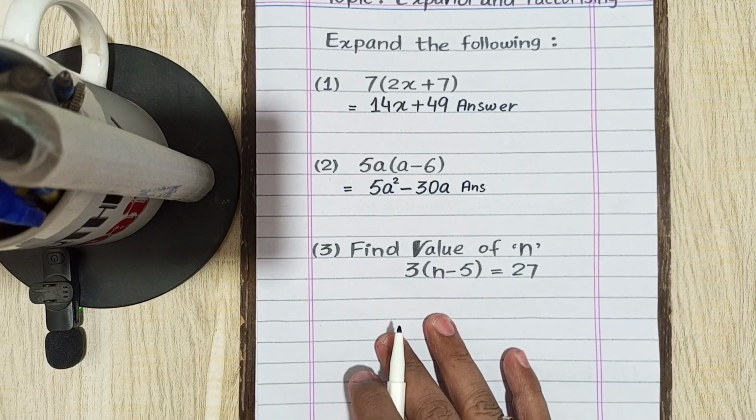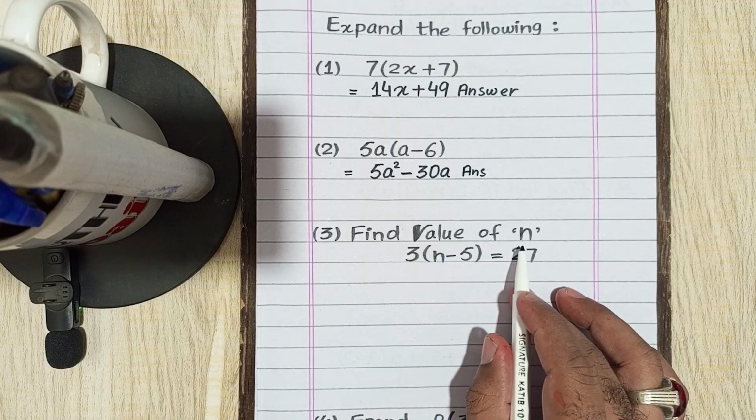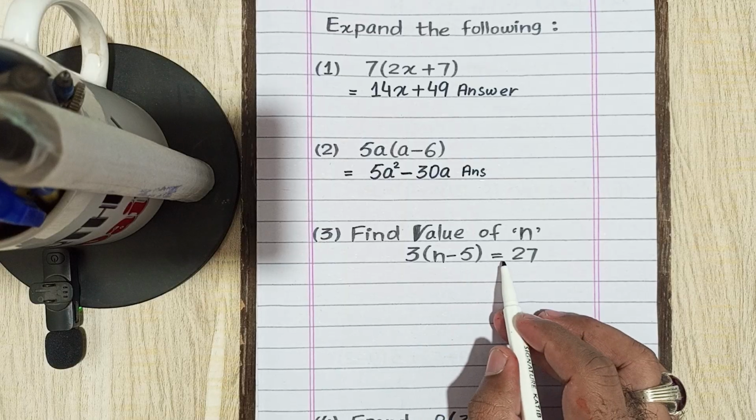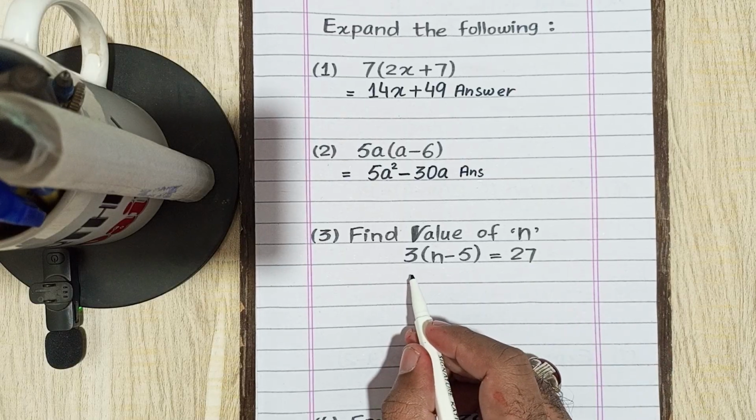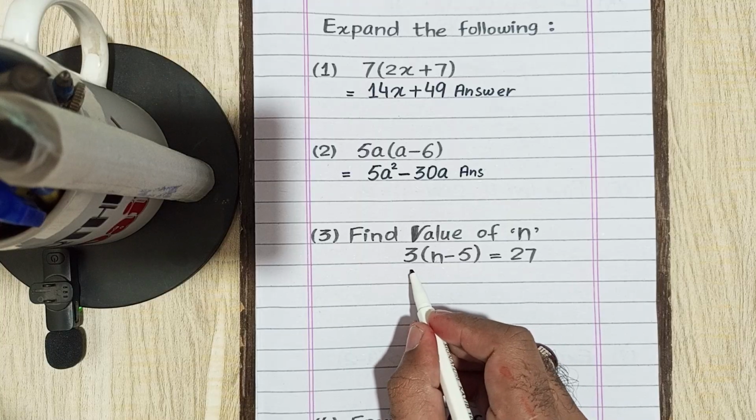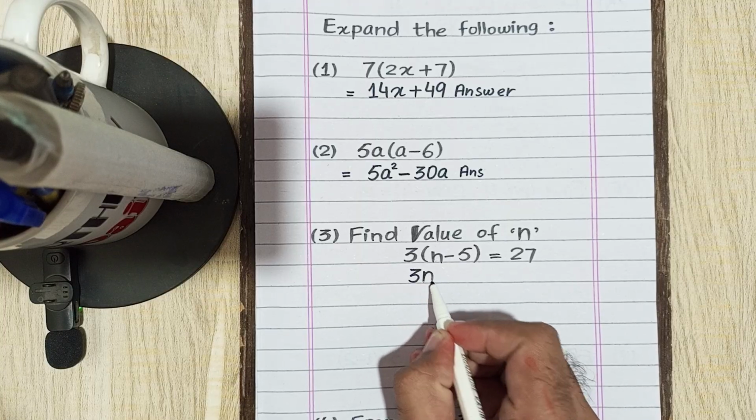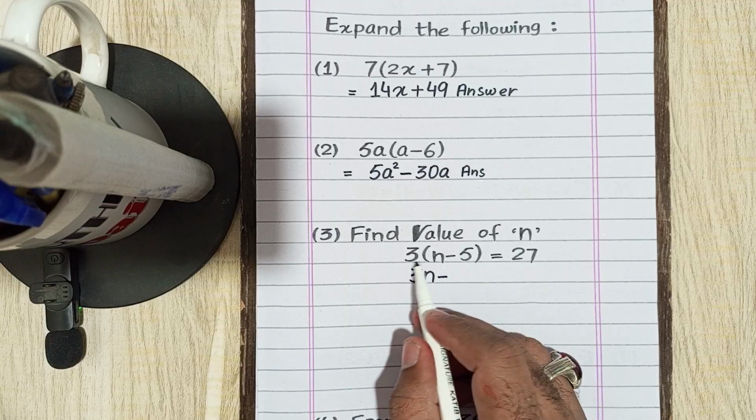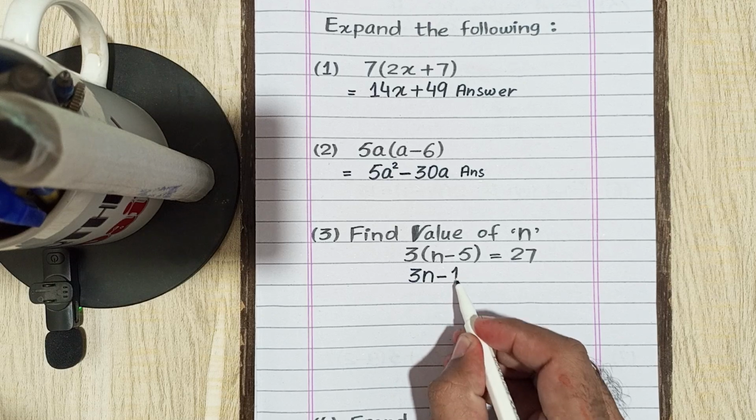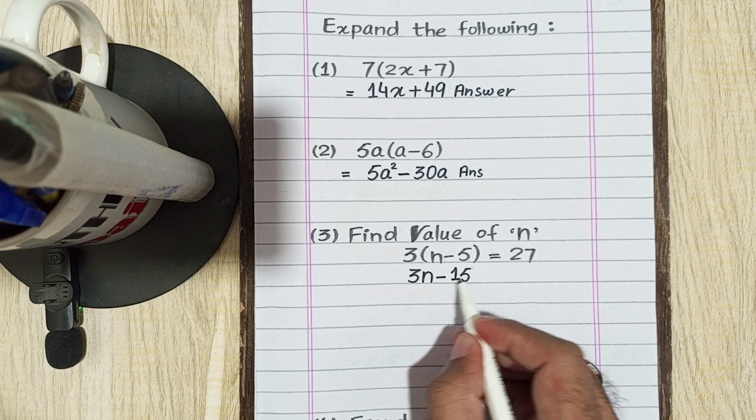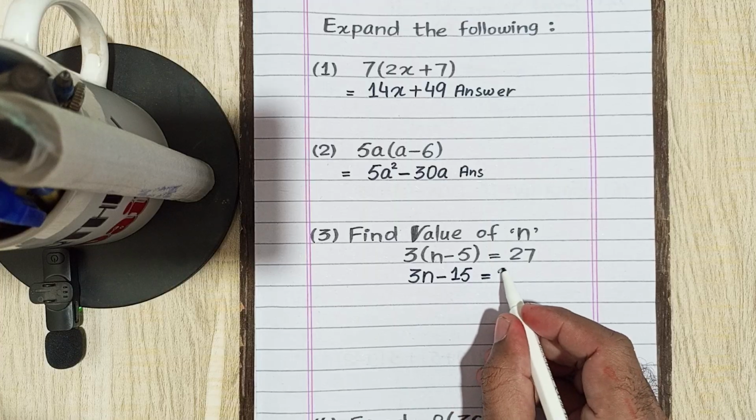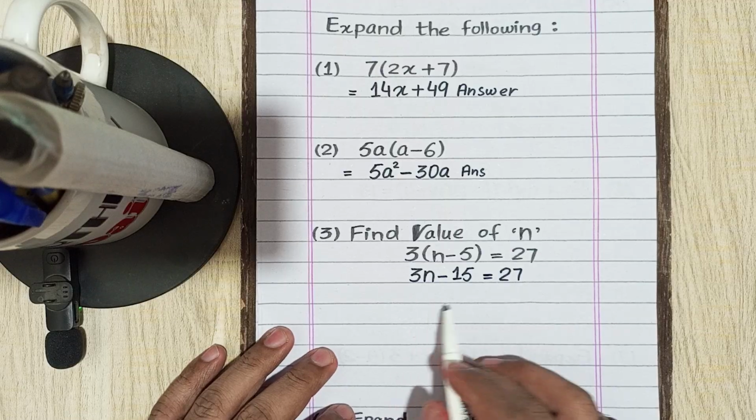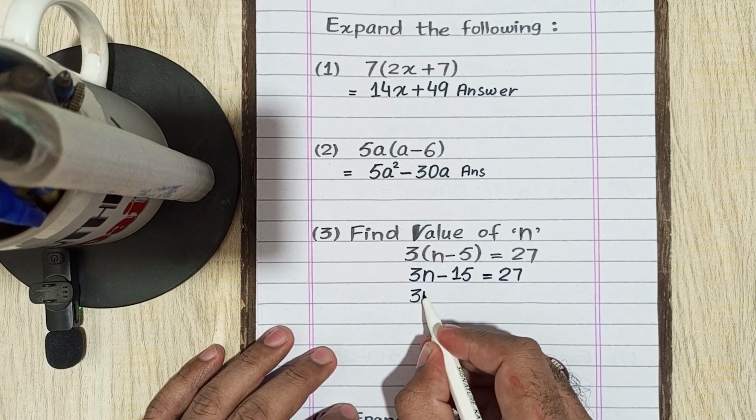Now we have question 3. In question 3 we have to find the value of n. So our question is 3 into n minus 5 equal to 27. So first of all we multiply 3 with n. So we have 3n, negative sign as it is. So we multiply 3 with 5. So we have 3 5s are 15. So here we have 3n minus 15 equal to 27. So we just want to calculate the value of n. So here we have 3n.